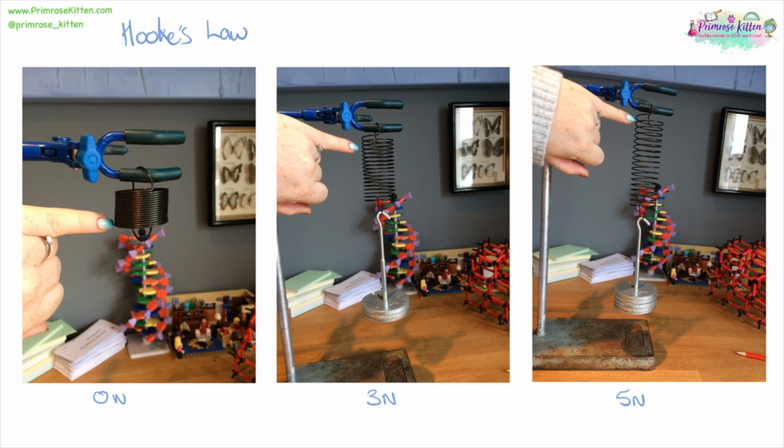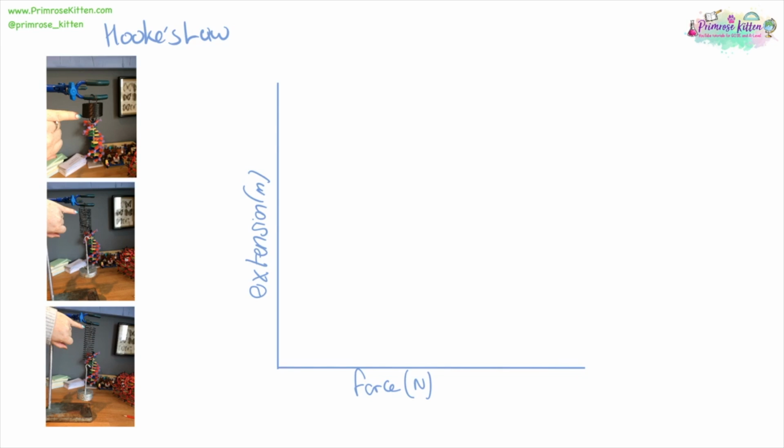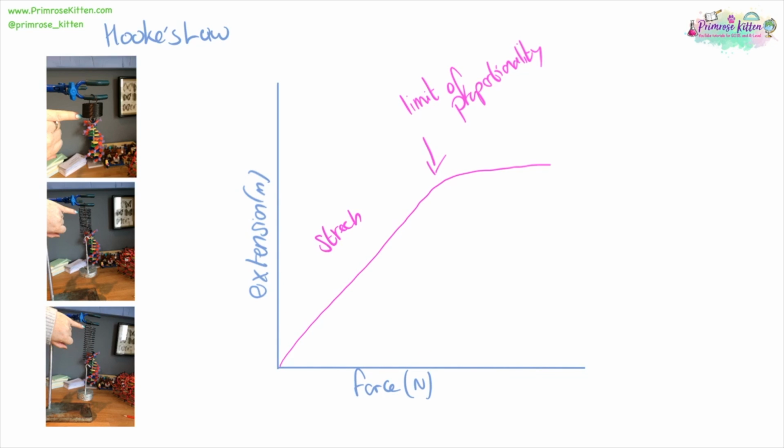We can plot what happens in Hooke's law, because it is a direct line, until we get to a certain point, and this point is the limit of proportionality. Before that, it is going to stretch. So the more force we add on, the extension is going to increase. After we get to the limit of proportionality, no matter how much force you add on, it is not going to stretch anymore. It is potentially going to snap.